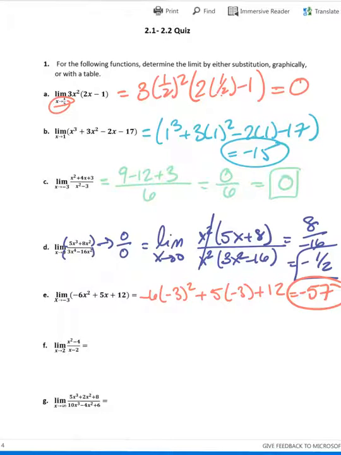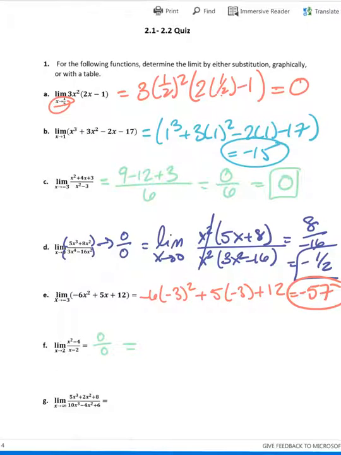F, plug in 2. So 2 squared is 4. 4 minus 4 is 0. 2 minus 2 is 0. So again, this is an indeterminate, so you must do more work. So actually do the more work. Do not write more work as your answer. Do the more work. Again, if this was the calculator part, you would just graph it. Non-calculator, I can factor it.